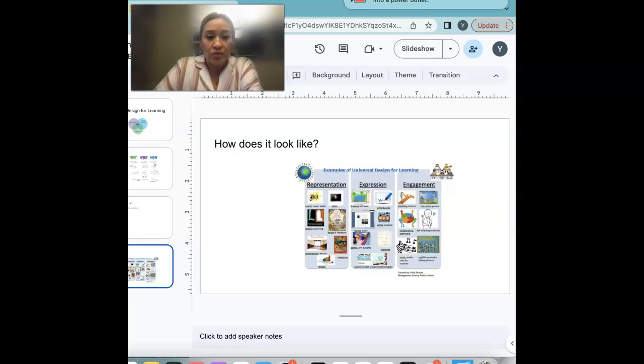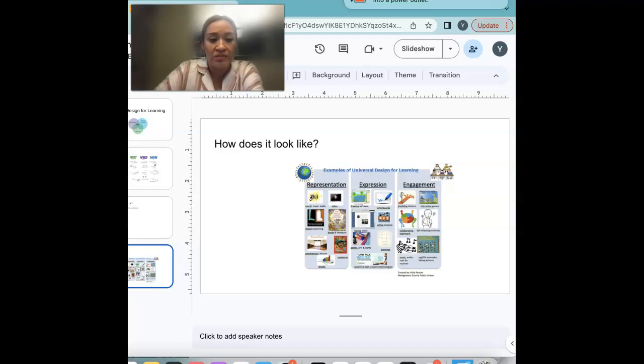I also provide multiple means of engagement by incorporating my students' interests, minimizing distractions in the classroom, teaching self-regulation strategies, and allowing students to use those coping skills as needed, ensuring that my students are emotionally stable and ready before starting lessons or learning activities.